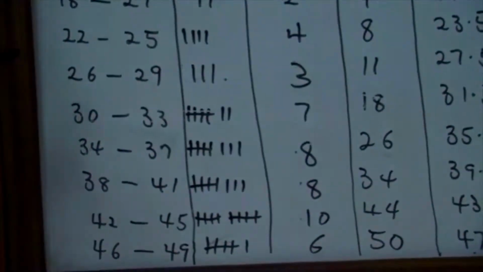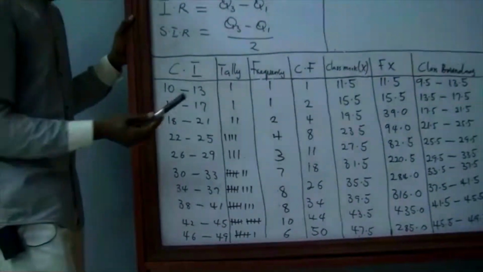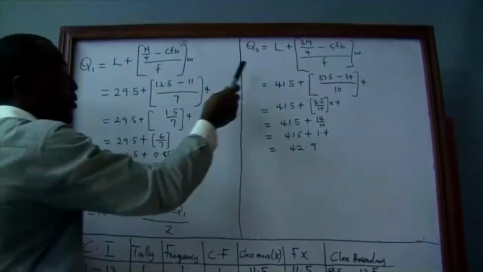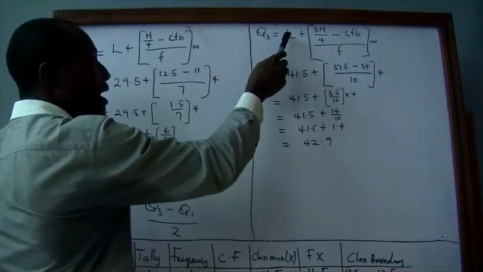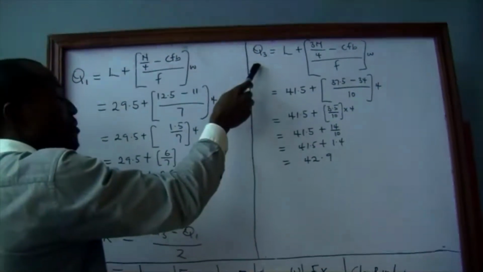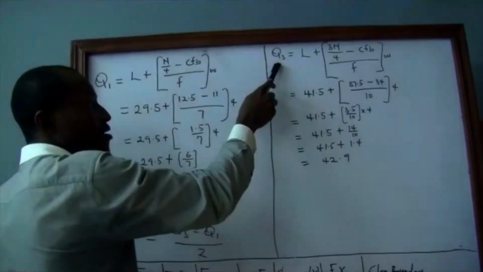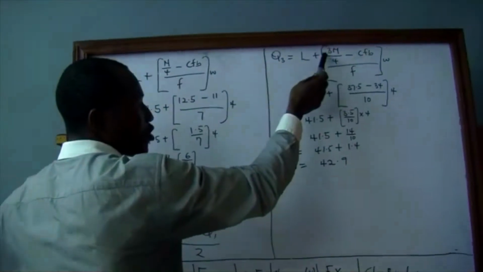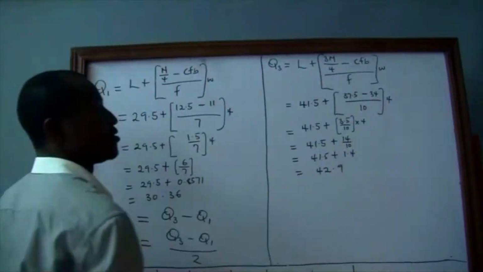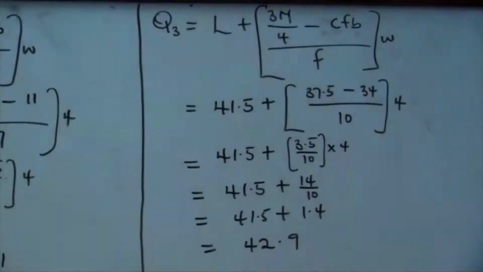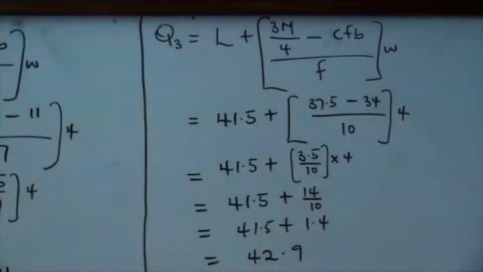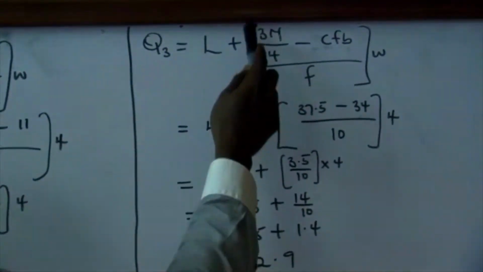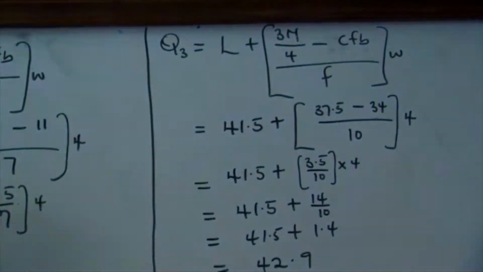So for Q3 also, the same thing. We move on to this part. Now, L is the lower class boundary of the Q3 class, I mean the third quartile class. Third quartile is 3/4 of the total data that we have. So n is 50, remember? 3 times n, that is 3 times 50, will give me 150.